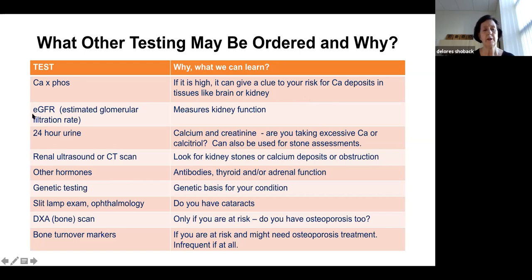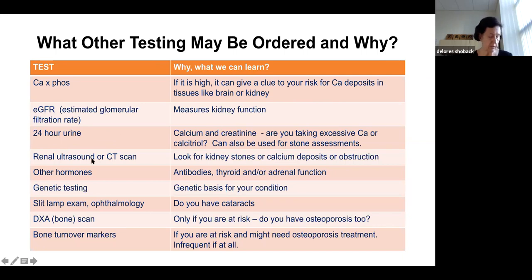You'll see us look at eGFR. Here's what that stands for. It's just a measure of kidney function from the creatinine. The 24-hour urine, the much maligned 24-hour urine. There we're going to get a calcium and a creatinine. And there we're going to be asking the question, are you taking too much calcium or calcitriol? And then we often will use that if you're having a history of stones.